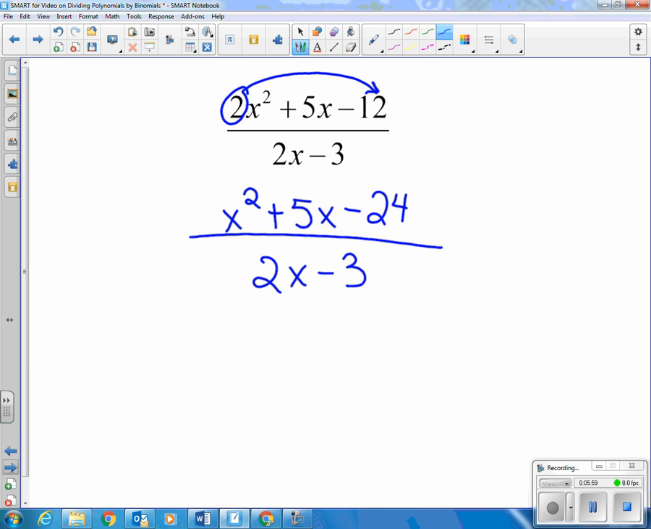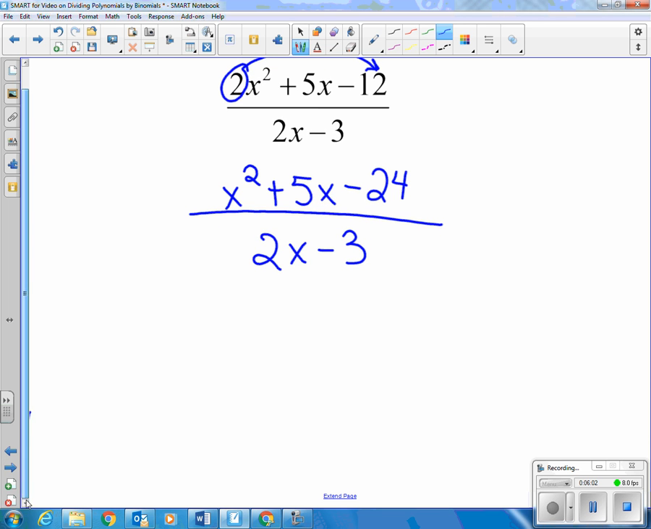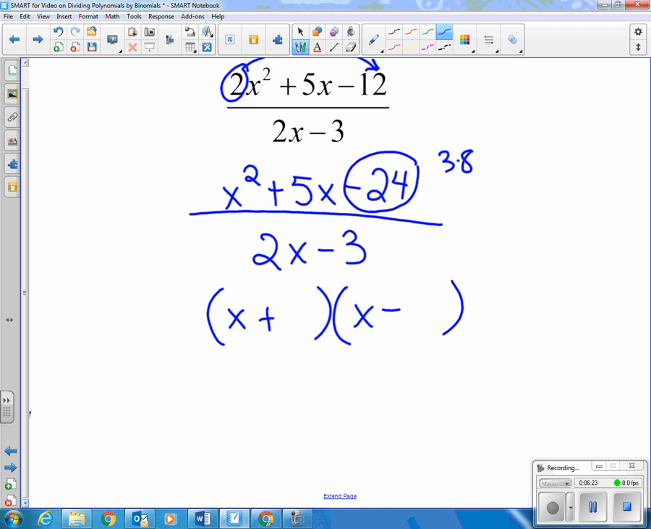All right, so now from here I have to think about what I'm doing. So I've got to do my FOIL and factor this out, or my reverse FOIL. I know it's going to be x. I know one of my numbers is going to be plus and one is going to be minus. And now I have to think, how do I get 24? So I know I have 3 times 8, and I also know that 8 minus 3 would give me the 5. Okay, so the 8 has to be positive because my 5 is positive, and then I have minus 3.